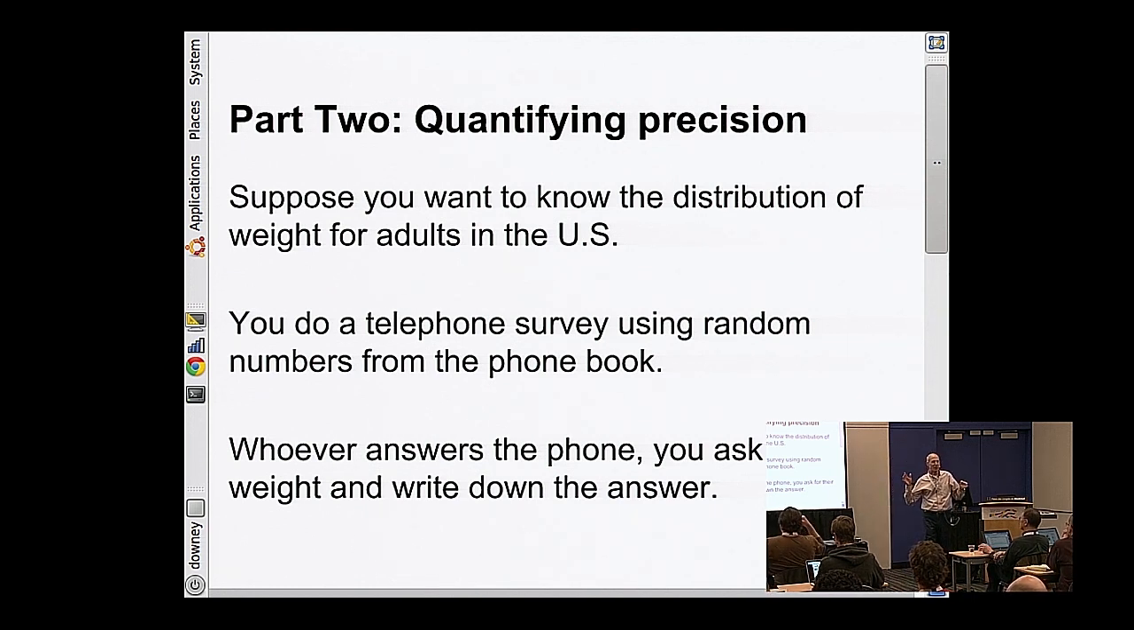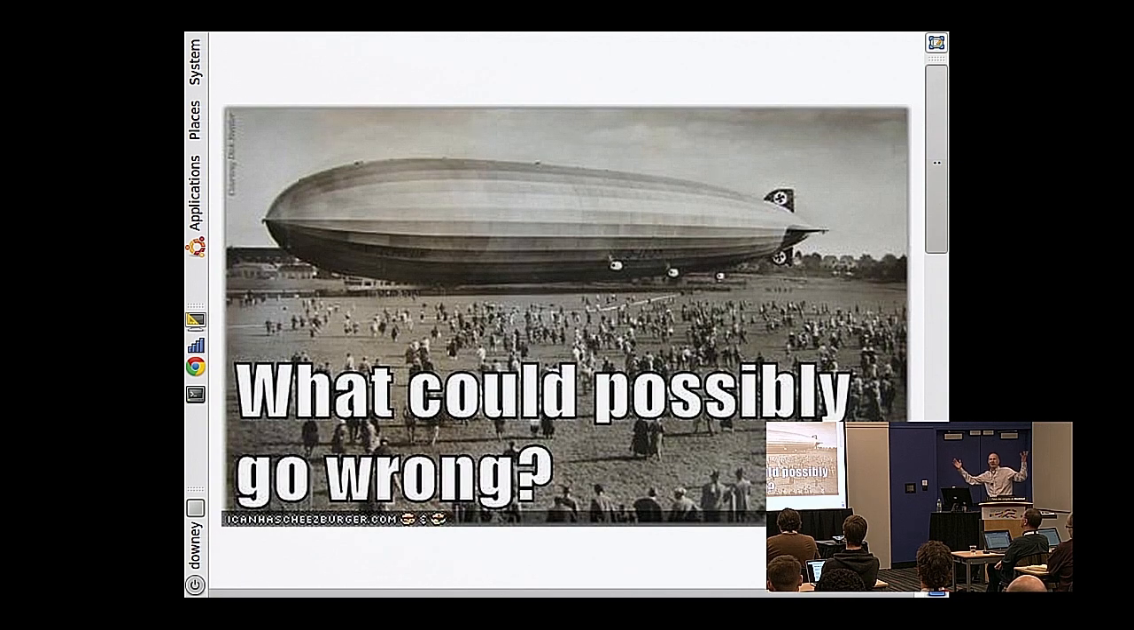Let's say that you want to know, in the US population, what is the distribution of adult weight? So you come up with this brilliant experimental design. Here's what we're going to do. We're going to get the phone book. We're going to choose a random number out of the phone book. We're going to call it. Whoever answers the phone, we're going to say, how much do you weigh? They're going to tell us how much they weigh. We're going to write it down, and that's going to be our sample of the population. My question.